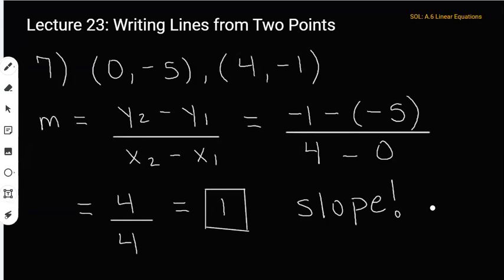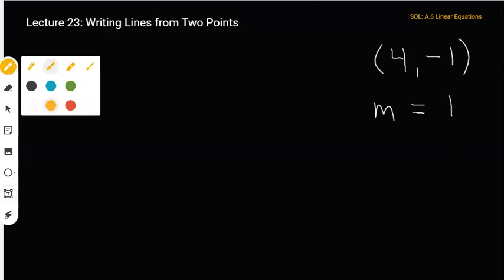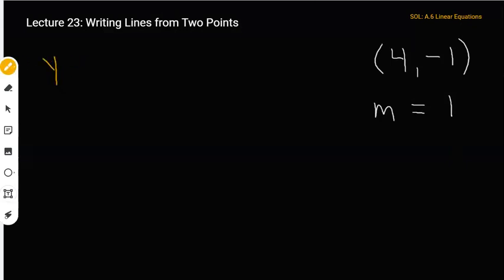Now, to find the y-intercept, we need the slope, which we just found, so that's good. But we also need one of the ordered pairs. So we're going to either be choosing the first one or the second one. It actually doesn't matter which one you choose. I'm going to choose this one right here, 4, -1. So I'm going to be using 4, -1. And we know that our slope is 1. We just found that out. So now I'm going to use y equals mx plus b, that way I can figure out what b is.